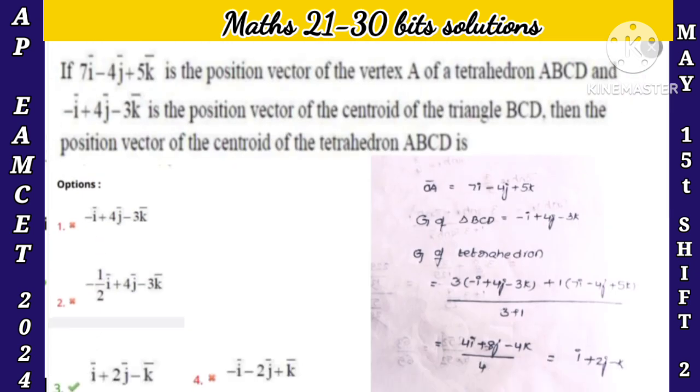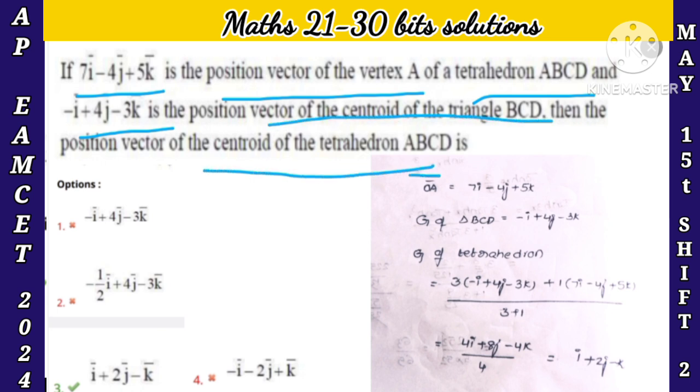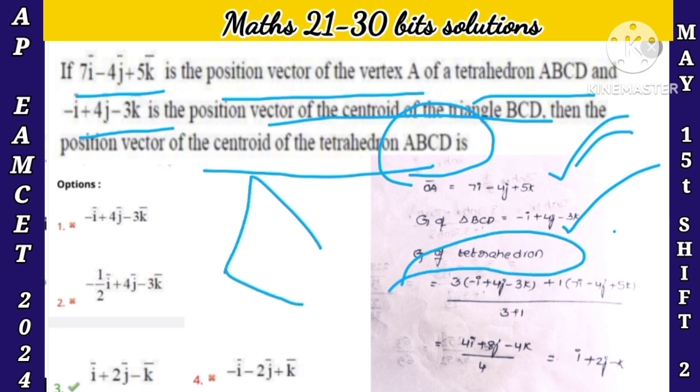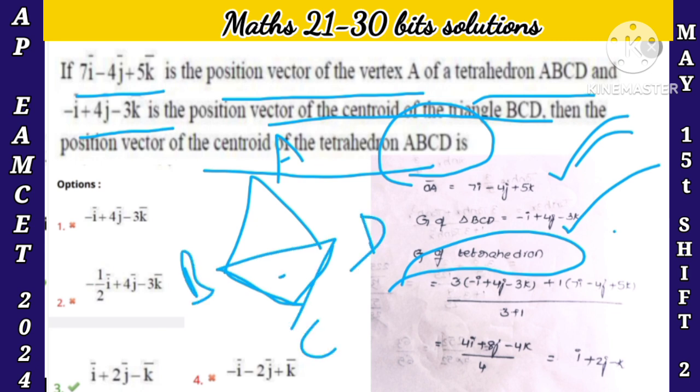If 7i minus 4j plus 5k is the position vector of the vertex A of the tetrahedron ABCD, and minus i plus 4j minus 3k is the position vector of the centroid of the triangle BCD, then what is the position vector of the centroid of the tetrahedron ABCD? Okay, very easy question. One vertex is given, and the centroid of the opposite plane is given. We want the centroid of the tetrahedron. Okay, this is the tetrahedron. One vertex is given. This is the BCD plane. The centroid of the BCD plane is given. What is the centroid of the tetrahedron? That is the given question.